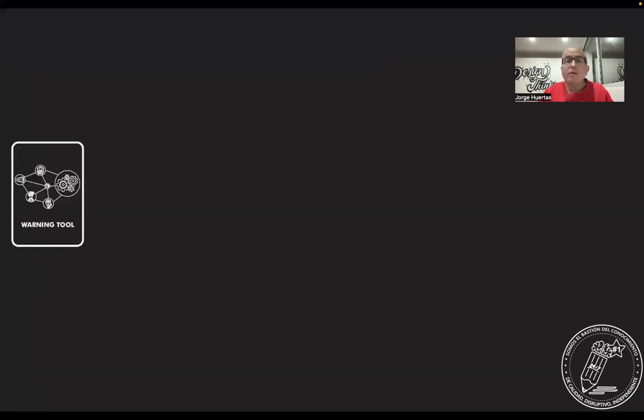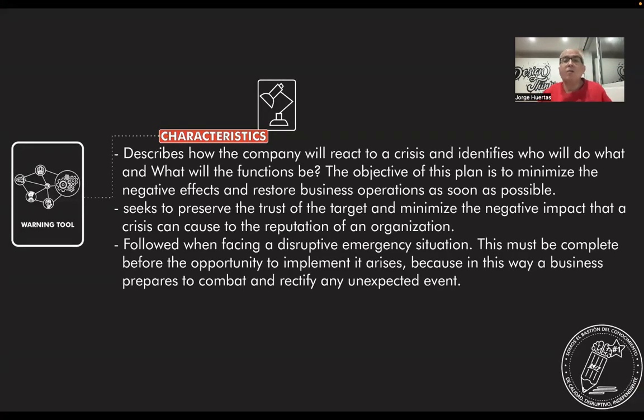Well, when we're talking about a crisis plan, we're talking about a warning tool. It has the following characteristics: it describes how the company will react to a crisis, and identifies who will do what and which functions they will have. The objective of this plan is to minimize the negative effects and restore business operation as soon as possible.